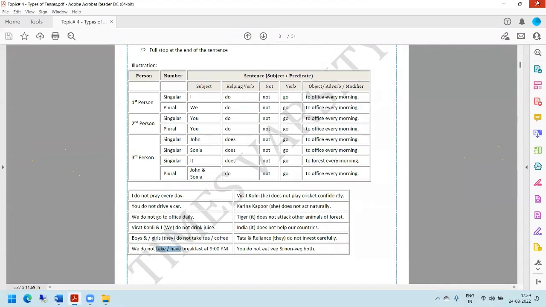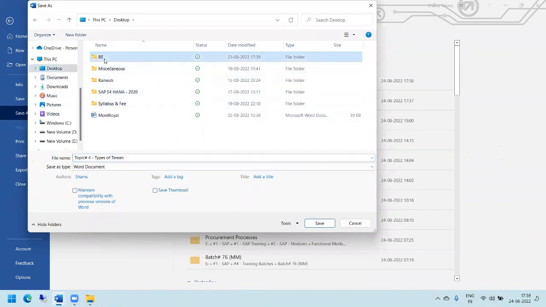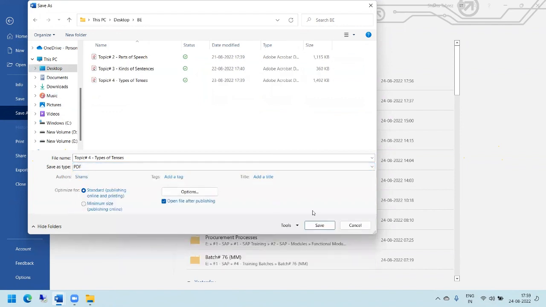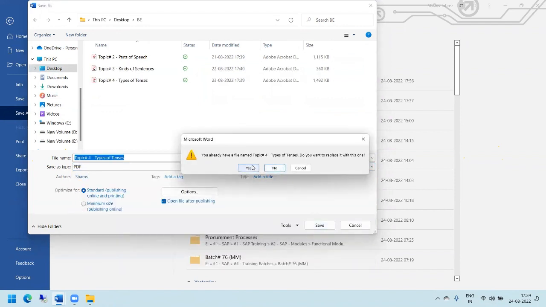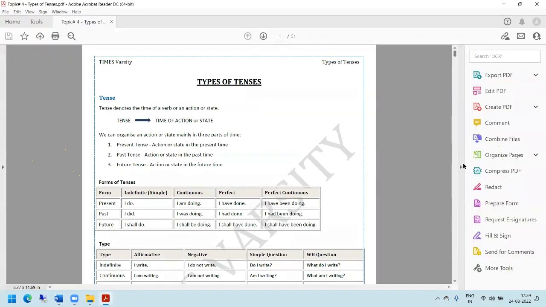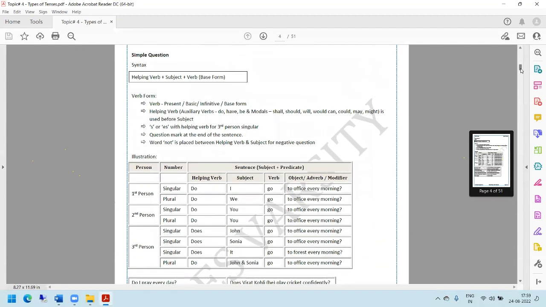One document is already open. Close this, and here on the desktop, let's save it as PDF. All right, now it is corrected. I will later share the updated document, the updated book of this Business English. Yes, so we are talking about the negative sentence.